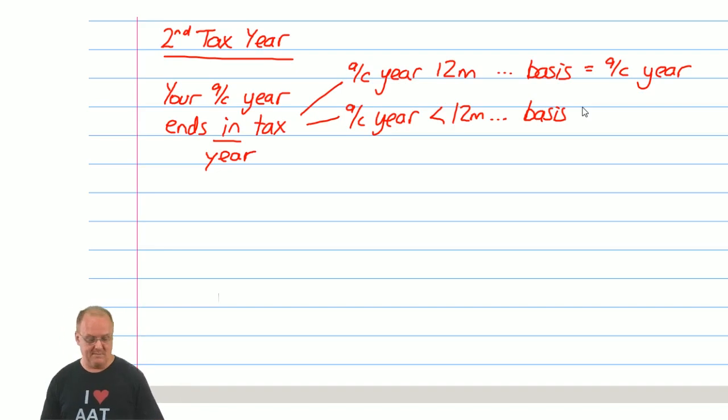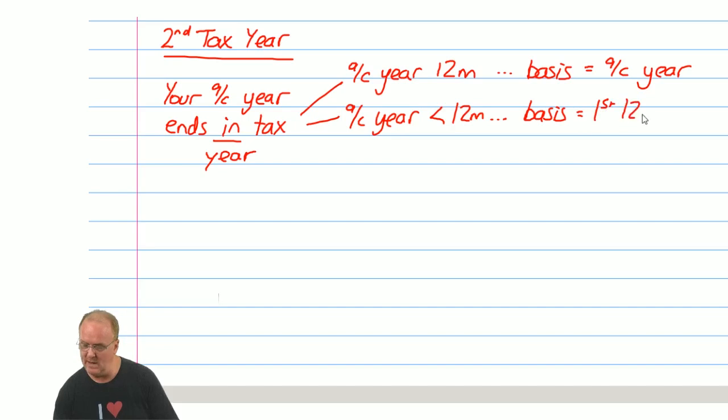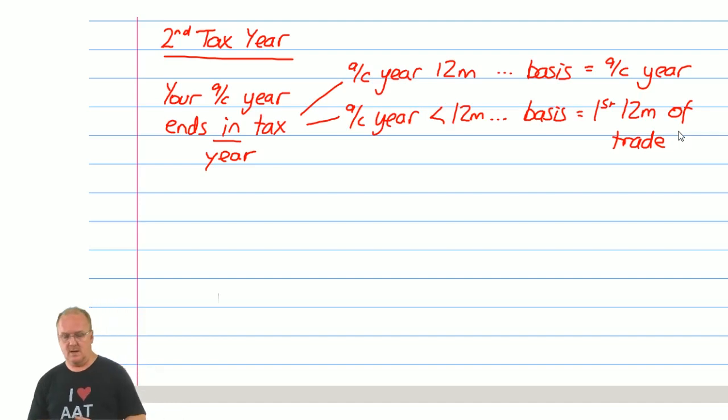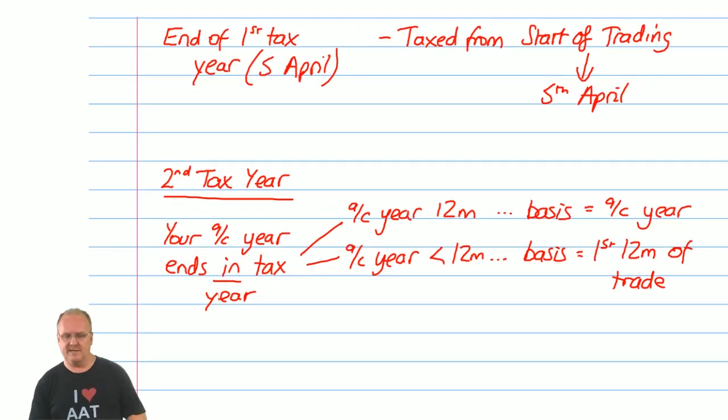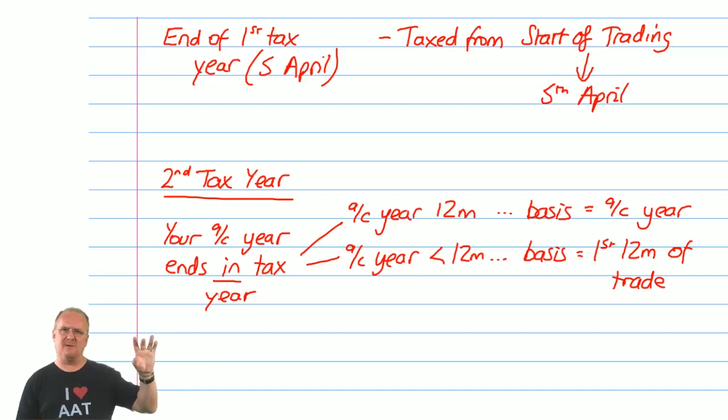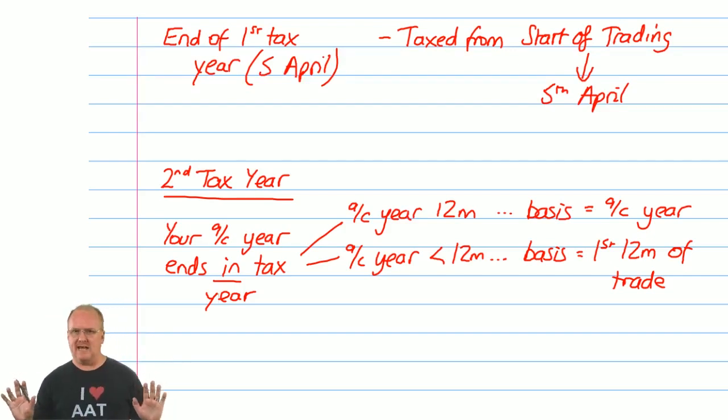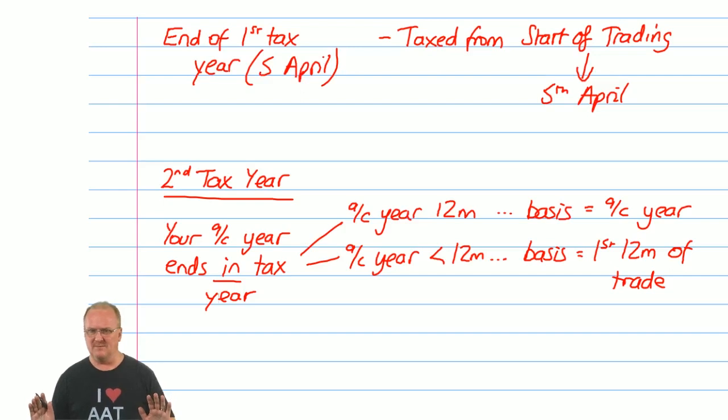and they want to tax you on 12 months, then you will be taxed on the first 12 months of your trade. Which is a bit annoying when you think about it. Because you've been taxed from the start of your trade up till the 5th of April already in tax year number 1. You're being taxed twice for the same time period. Now all of this will get resolved in the future, otherwise that would be unfair, wouldn't it, being taxed twice on the same amounts, but for now you're stuck with it.